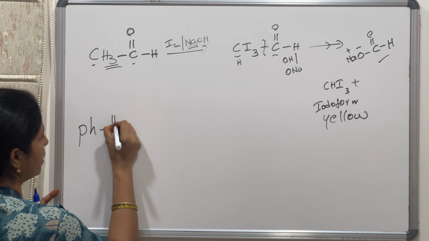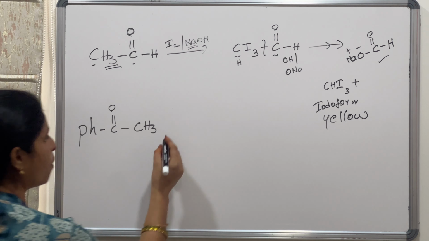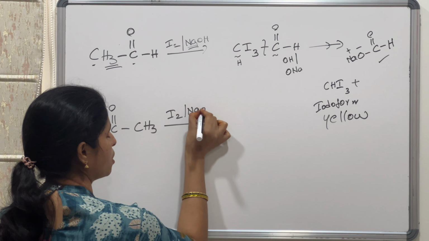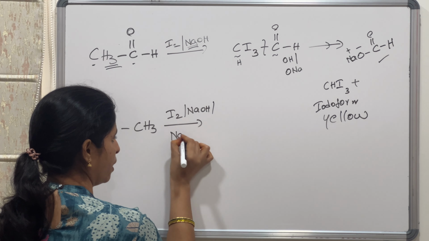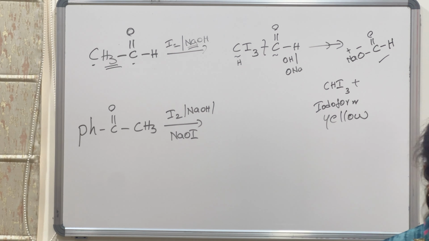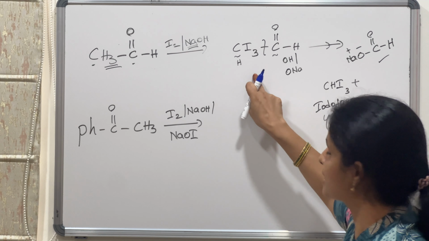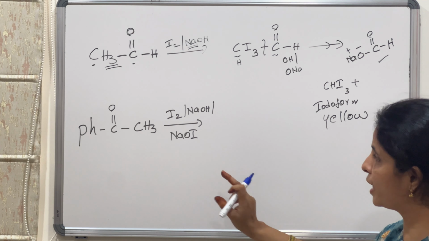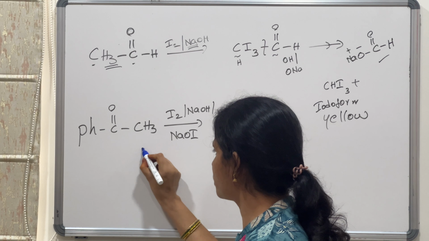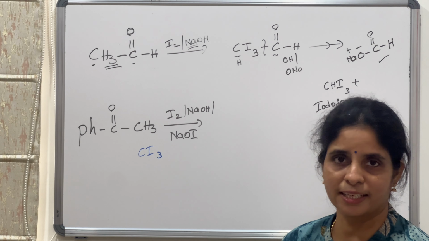Ph C double bond O CH3. If you are given iodine, NaOH or NaOI, here you know it is a haloform reaction. I told you how to write the product. Now without the steps, you try to write the product only. Here you replace these hydrogens with iodines. This will become CI3.